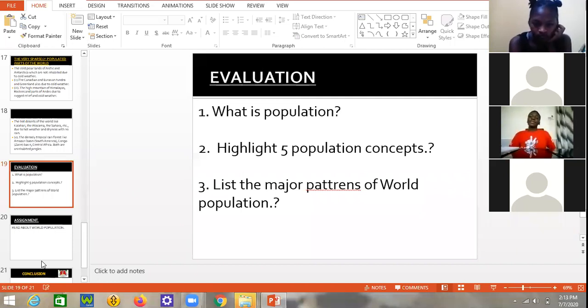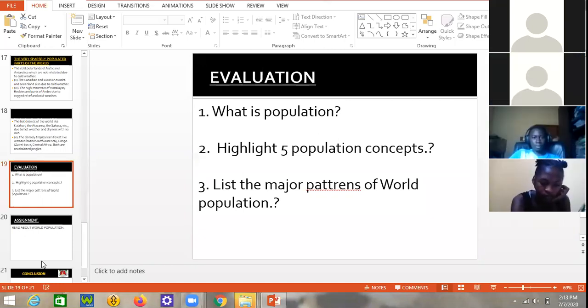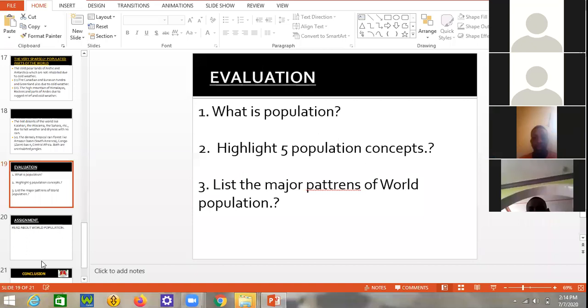Alex, mention one population concept. Birth rate. Okay, birth rate. Very good. Mark, another concept. Overpopulation. Joba, another concept. Optimum population. Ayuba, another concept.